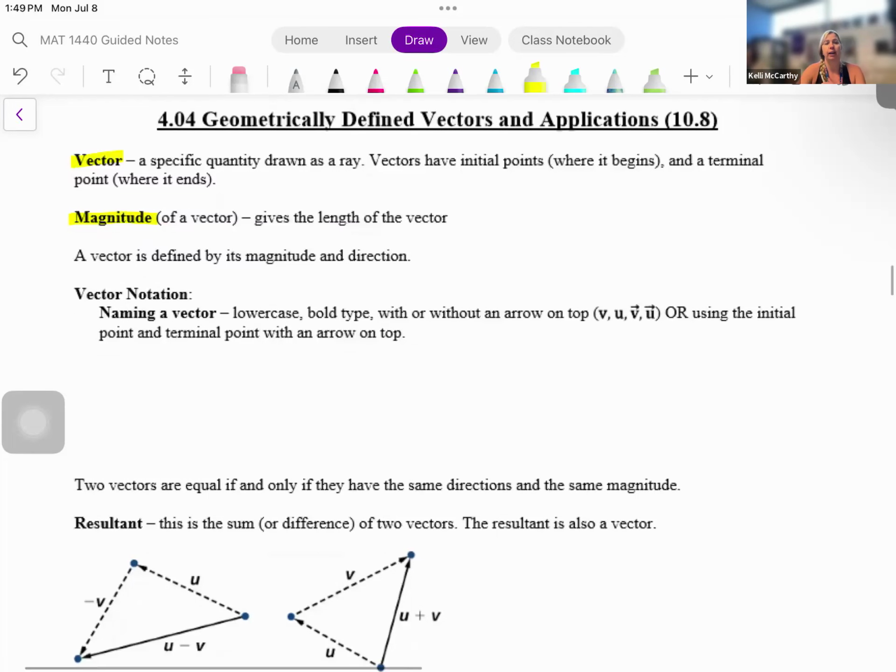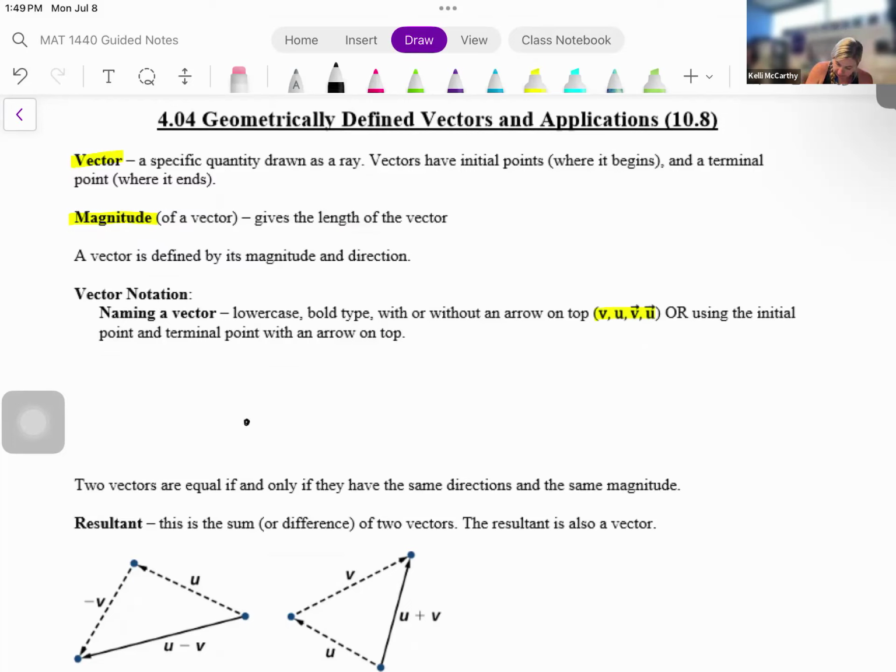When we're naming a vector, there's a few different ways we can do this. We can use lowercase bold type with or without an arrow on top. So we see some examples of vectors being named here using just one lowercase letter. You can also name a vector using the initial point and terminal point with an arrow on top.